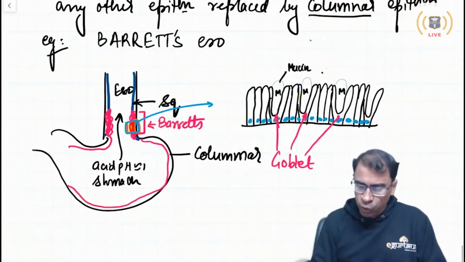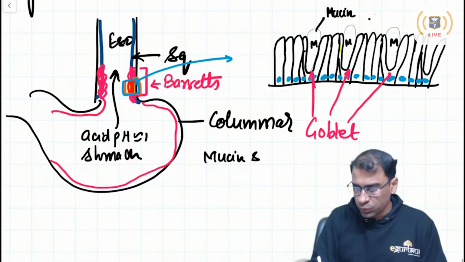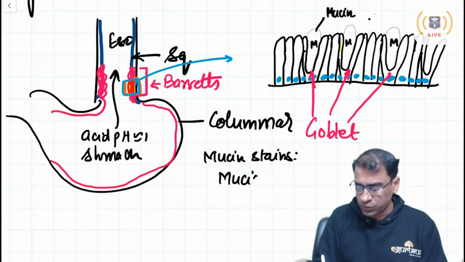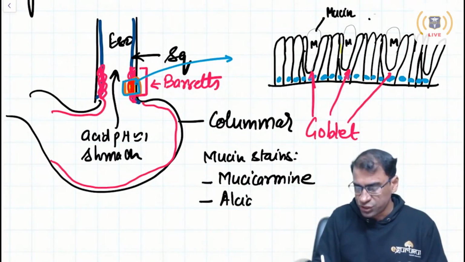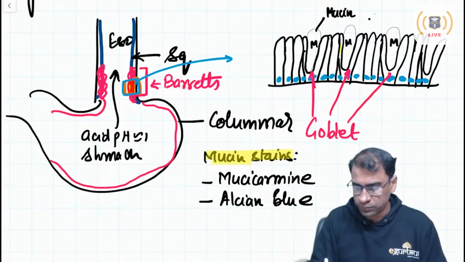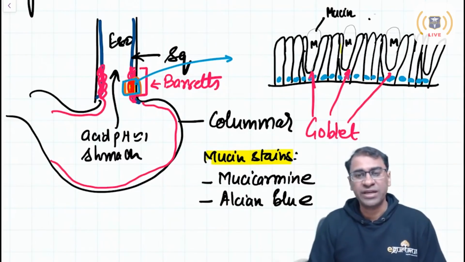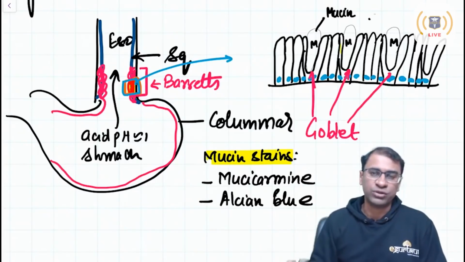there are some good mucin stains. Let's write that. There are two of them. One is called mucicarmine, and one of them is Alcian blue. They are the mucin stains, mucicarmine and Alcian blue. Now this will confirm that yes, there is mucin there.